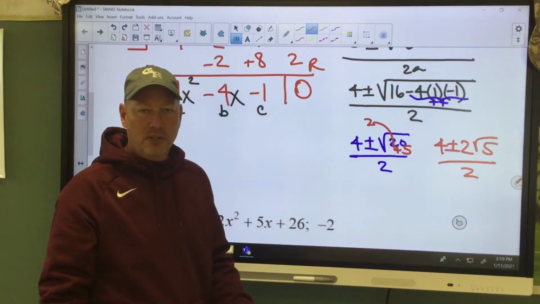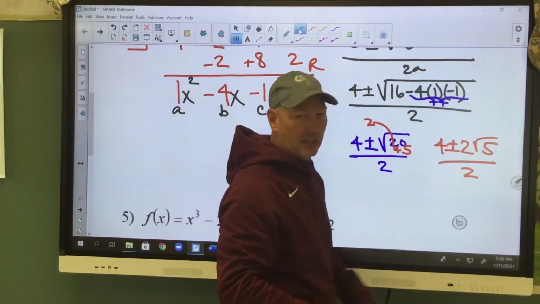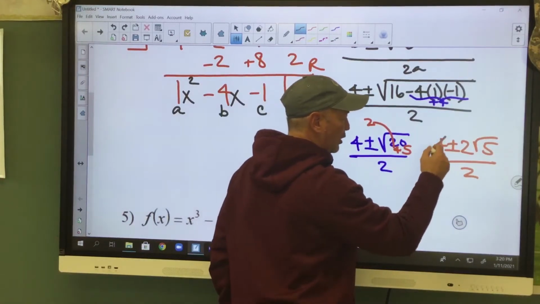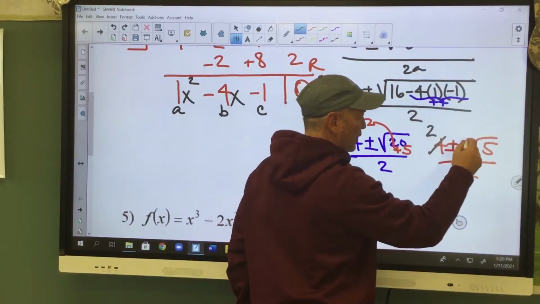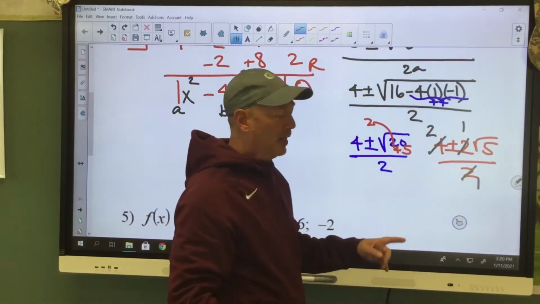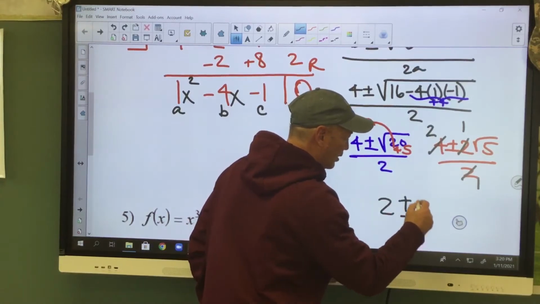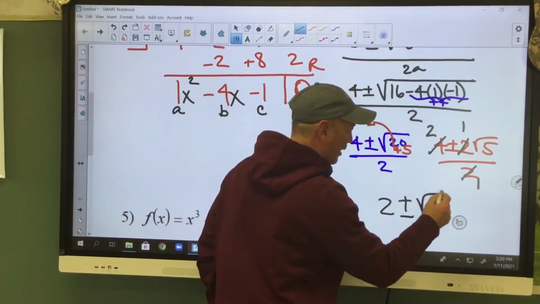We need to reduce this. The number 2 goes into all 3 of these. You're going to say that 2 goes in here 2 times. 2 goes in here 1 time, 2 goes in here 1 time. My final answer will be 2 plus or minus the square root of 5.